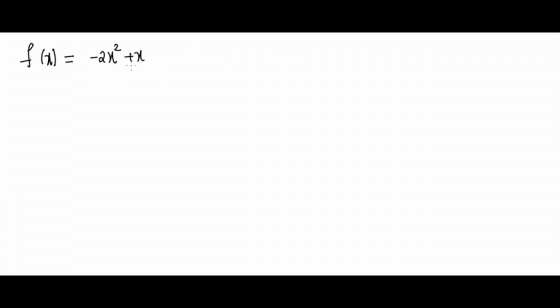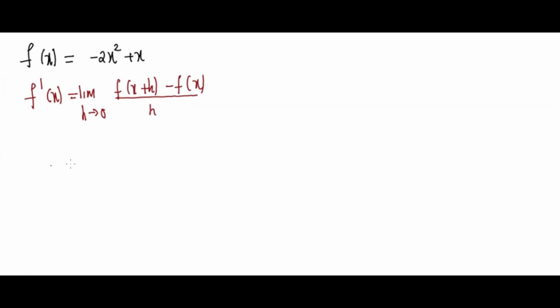So what you need to do first is write the formula for the first principle. So you say f prime of x is equal to the limit as h approaches 0 of f of x plus h minus f at x, divided by h.